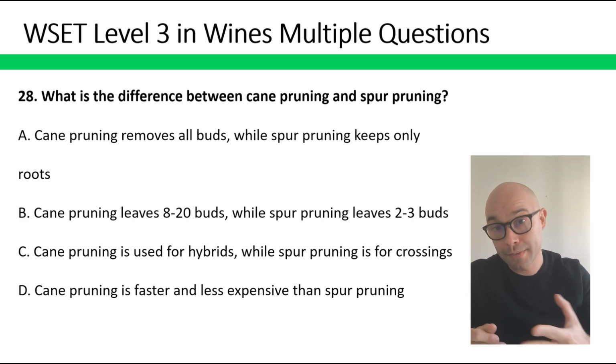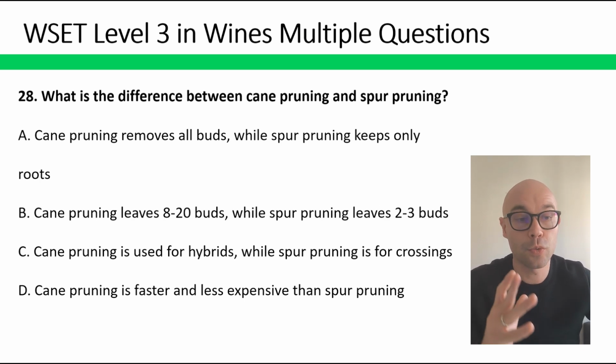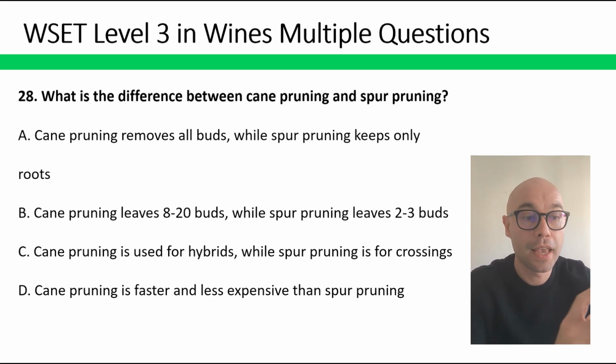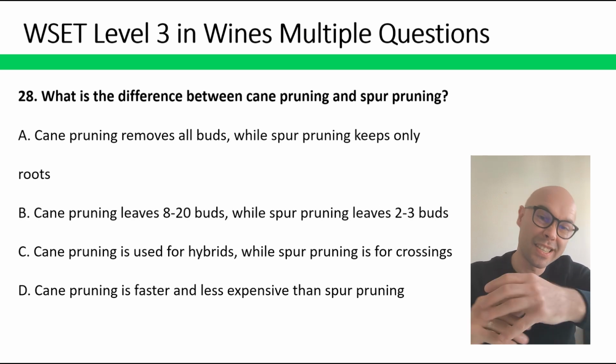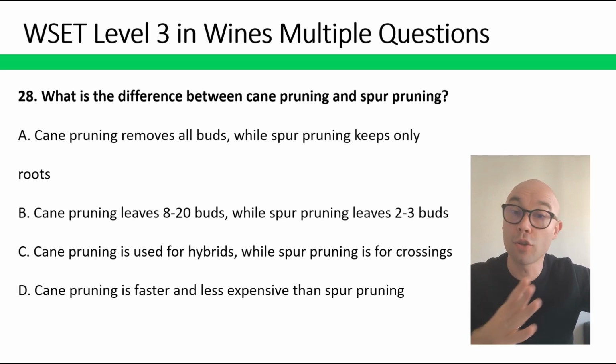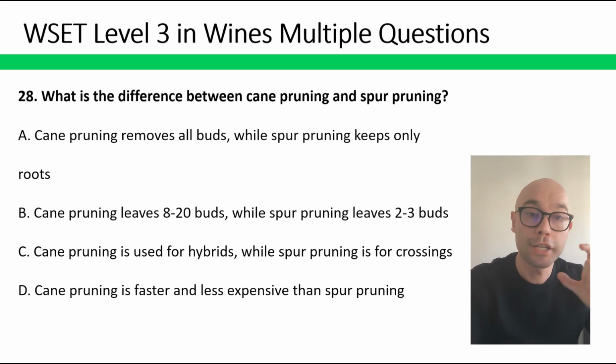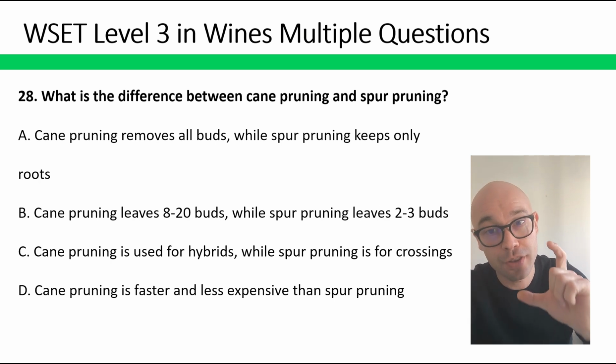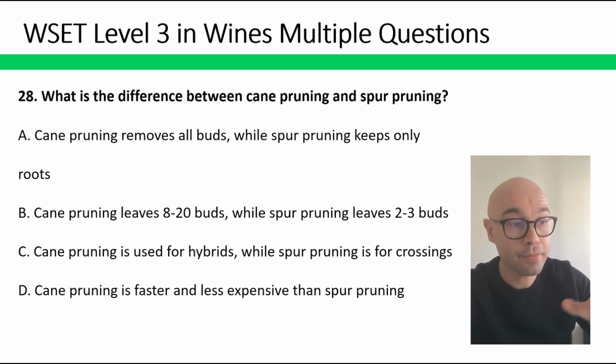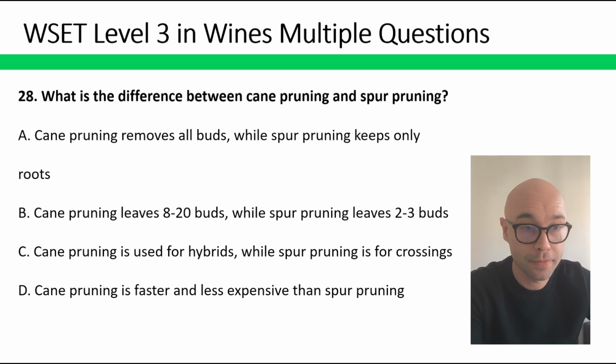So pruning is cutting the canes. So with cane pruning, it's called a cane because it's a long 1-year-old wood, 8 to 20 buds on it. A spur is a short 1-year-old wood. It has 2 to 3 buds.